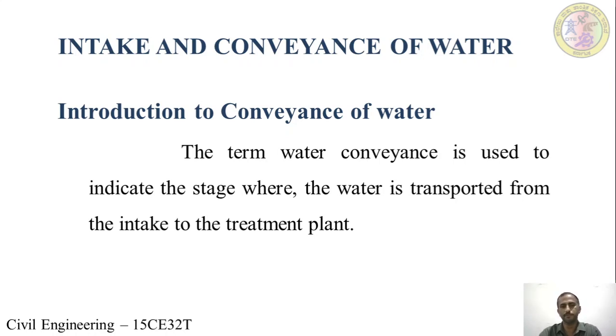Water is transported from the source to the consumer in three stages. In the first stage, the water is drawn by the intakes. In the second stage, this water is conveyed from the intake to the treatment plant. In the third stage, the treated water is distributed from the treatment plant to the consumers. This second stage, where the water is conveyed from the intake to the treatment plant, we call conveyance of water.